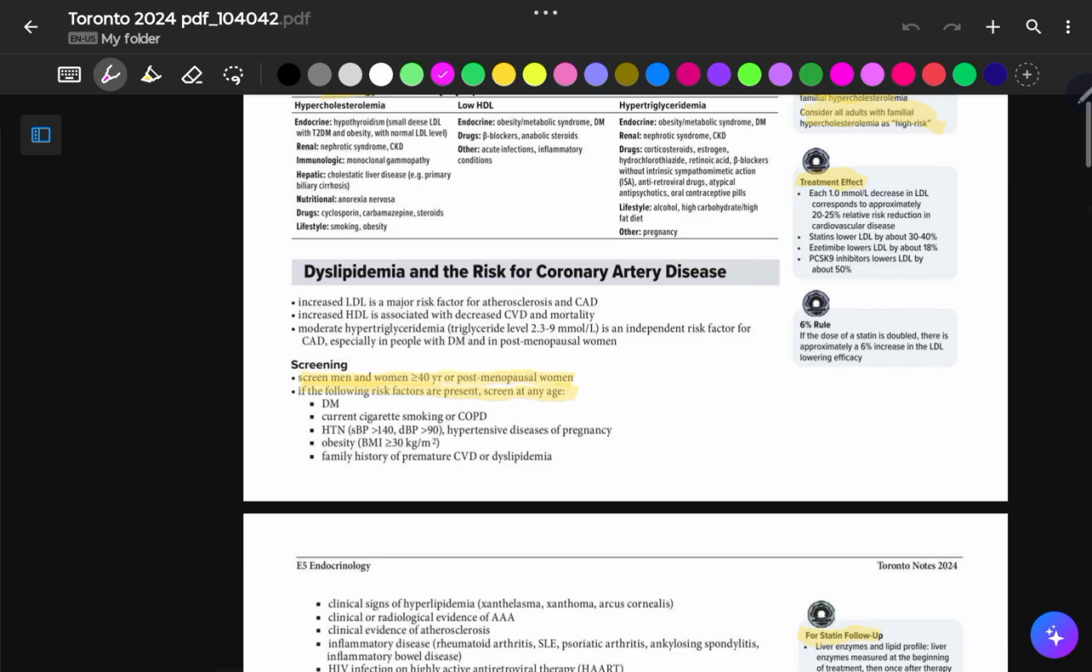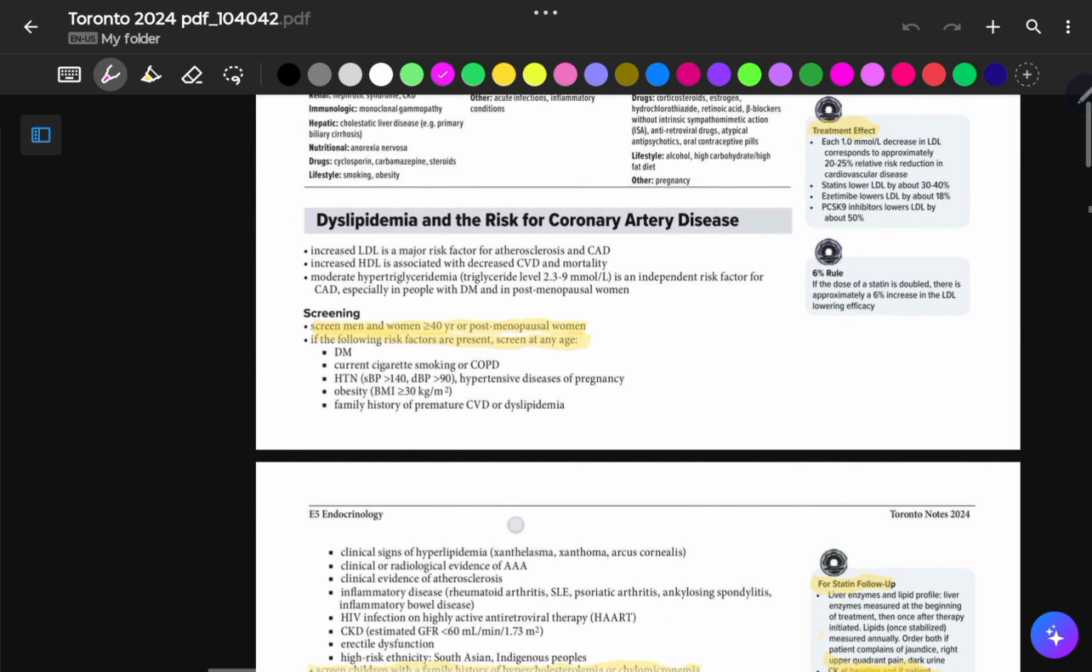So how would you screen a patient for dyslipidemia? You screen men and women over the age of 40 years, or if they're postmenopausal women. So over the age of 40, except if they have the following risk factors that I'm going to call out. Then you can screen them at any age.